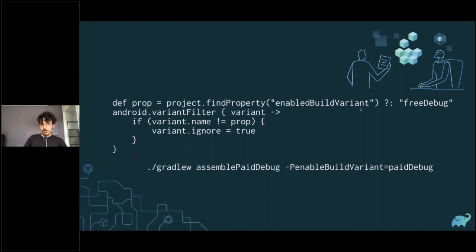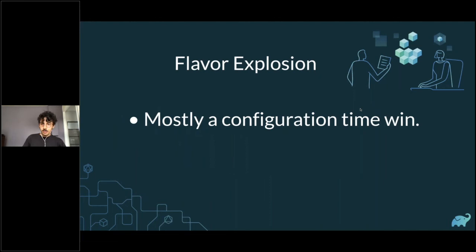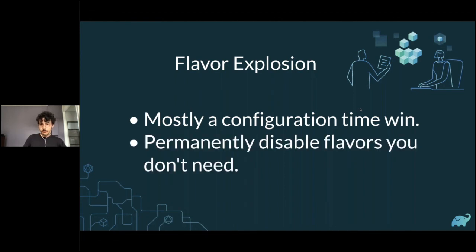Once again, it's important to run the Gradle Profiler to actually see that this makes a difference, right? On some builds, this might make only a 10 millisecond difference. In that case, it's not worth adding this extra hassle of disabling other variants. But in some builds, there might be tons of flavors, and this might actually save a ton of time. So it's important to not just take my advice, run the Gradle Profiler and verify it. So yeah, once again, this is mostly a configuration time win, but if you have flavors that you never ever use, you should definitely disable them.